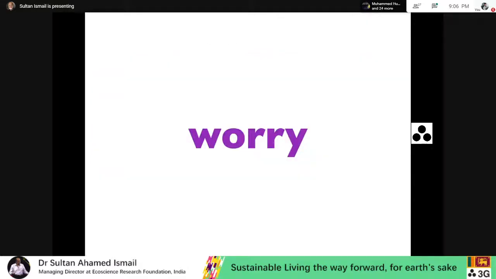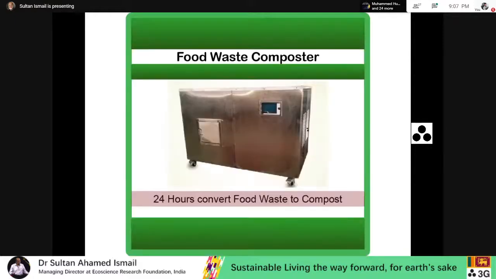But I am worried about something. People have brought in this machine saying that in 24 hours they can produce compost. It is actually foolish. You cannot produce compost in 24 hours. You can reduce the volume of organic matter in 24 hours.